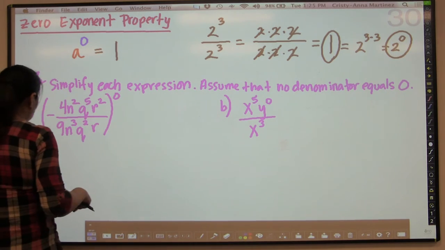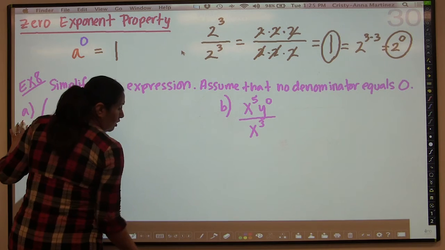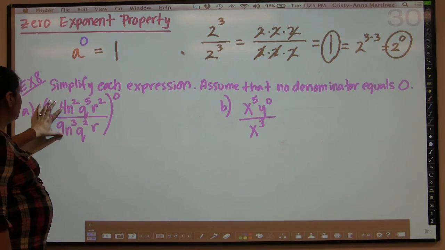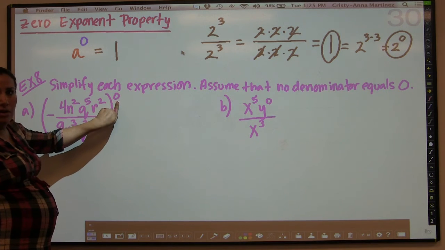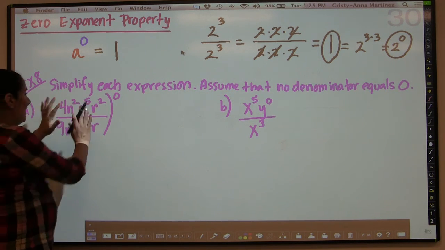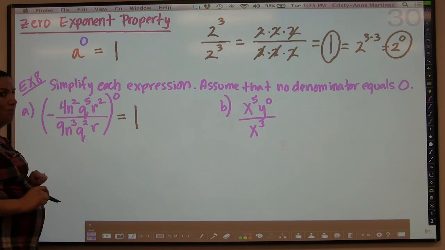So in example 8, part A, it looks really difficult. It's very large. It's got all this stuff going on. But this is all raised to the 0 power. So we do not have to distribute the 0. We can just say anything raised to the 0 power is 1, and we're done with part A, just like that.